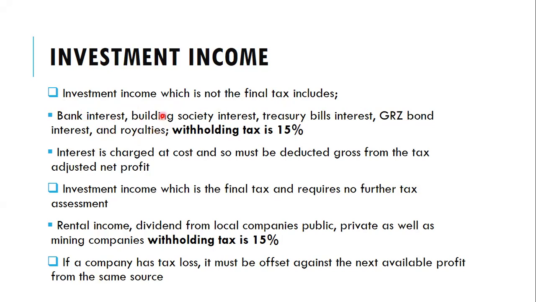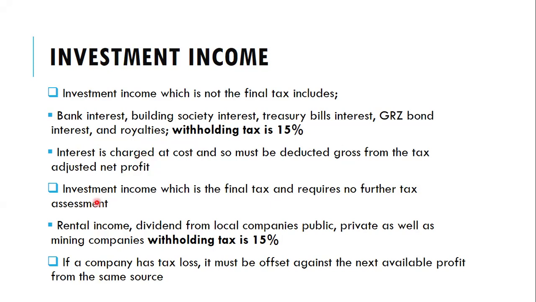So wherever you see bank interest, building society interest, treasury bills interest, government bonds interest, and royalties, they're supposed to be added back at gross. Then the withholding tax of 15%, which has been paid, is supposed to be deducted when you're calculating tax before you deduct the provisional tax. So interest is charged at cost and so must be deducted gross from the tax adjusted net profit. This is just the same point I've touched on.